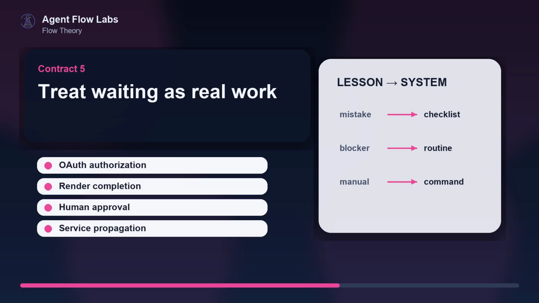The fifth contract is waiting. Most demos skip waiting because waiting is boring. But real workflows are full of waiting. OAuth authorization, render completion, human approval, service propagation. Tell your agent what should wake it back up, what would count as meaningful change, and what should remain quiet. Waiting is not failure. Forgetting while waiting is failure.